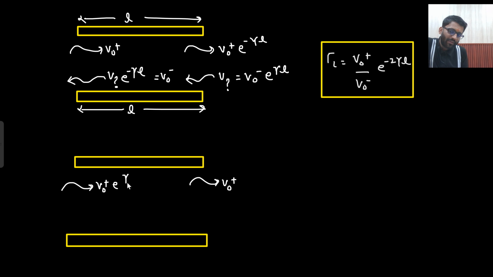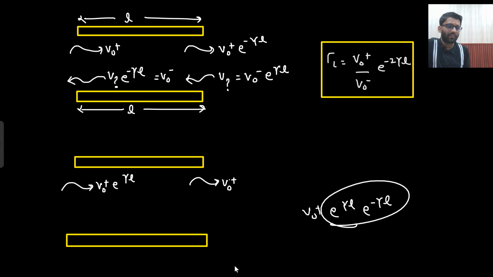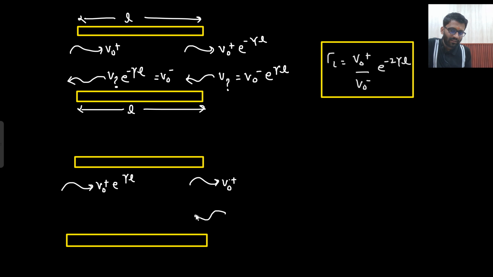V naught plus e to the power gamma L, say yes or no. If I am saying that here V naught plus is generated, then that means V naught plus e to the power gamma L would have started and it traveled down a distance of L. So what are we getting? V naught plus. And what else did I say? That in the reflection, here V naught minus was generated. So if it travels down a distance of L, then what would it become? E to the power minus gamma L.